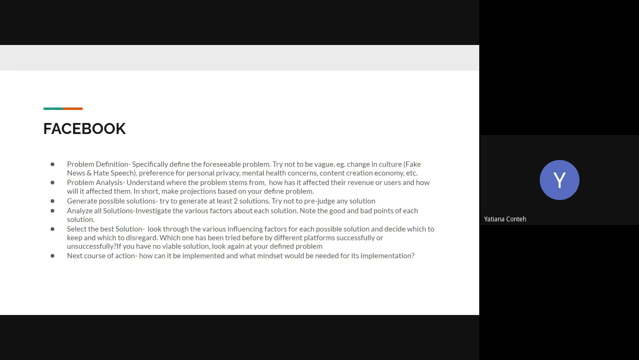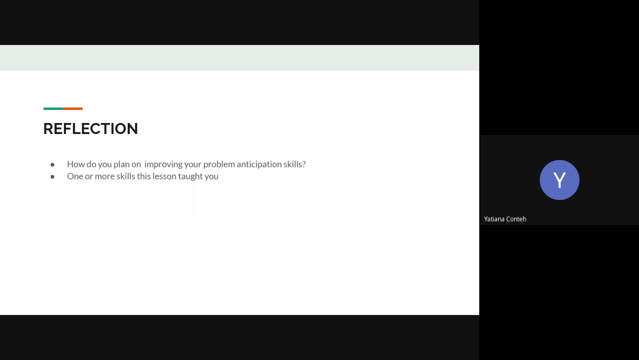Would there be any resource or resources needed for its implementation? Whatever you think is necessary to implement the solution that you've proffered, you include it in this step. Now, the last point you have to do is write one or two paragraphs reflecting about two things.